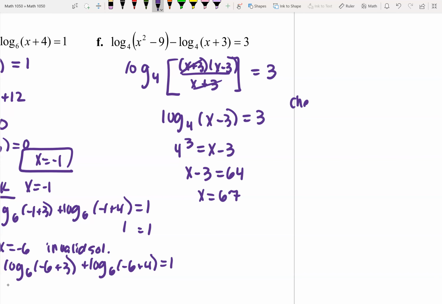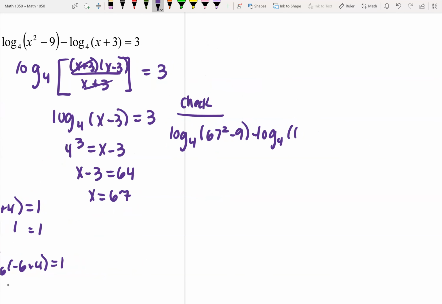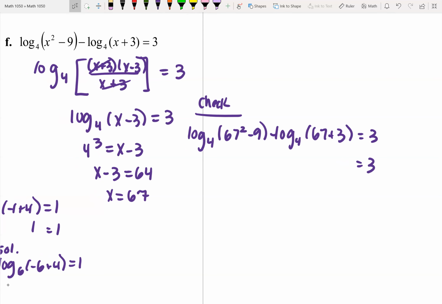Then I write the word check, and it's log base 4 of (67 squared minus 9) minus log base 4 of (67 plus 3) is equal to 3. You guys check the left on your own. Please don't fake your checks because it could end up burning you if you made a mistake when you solved it.